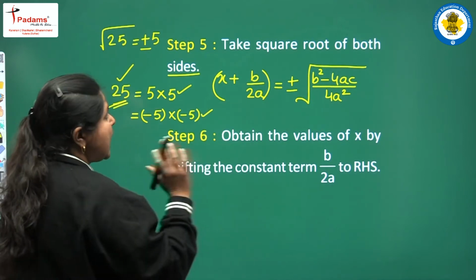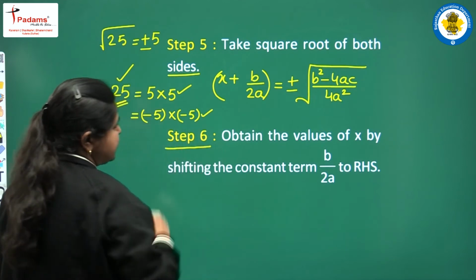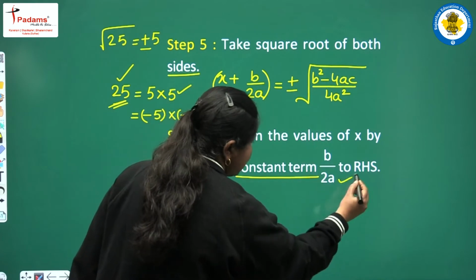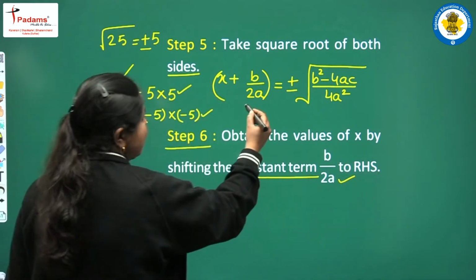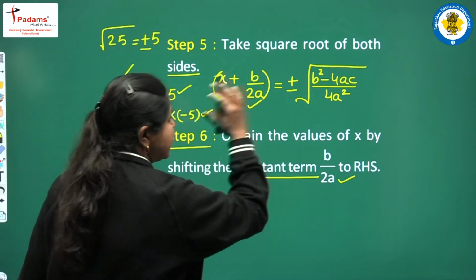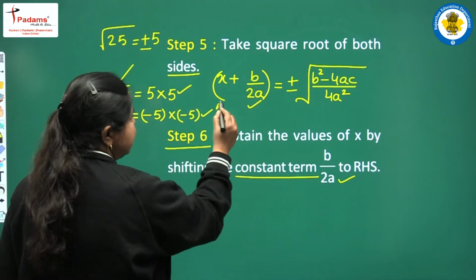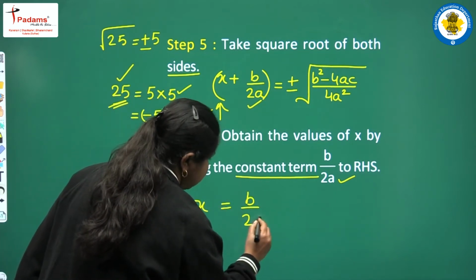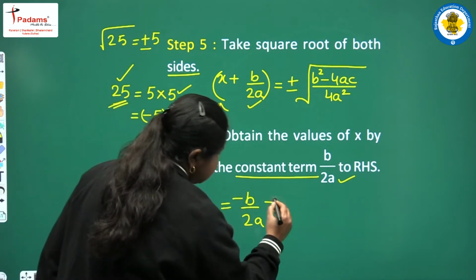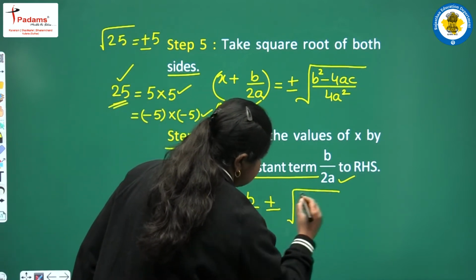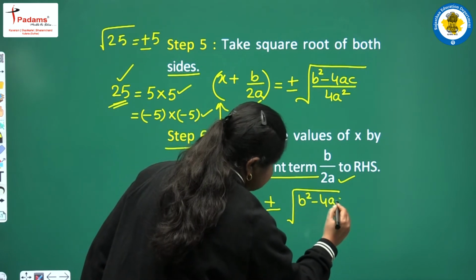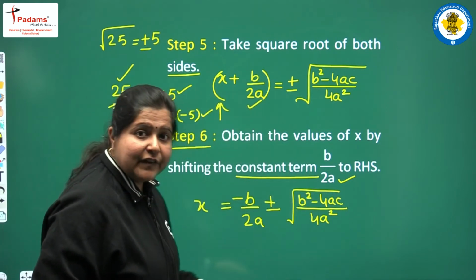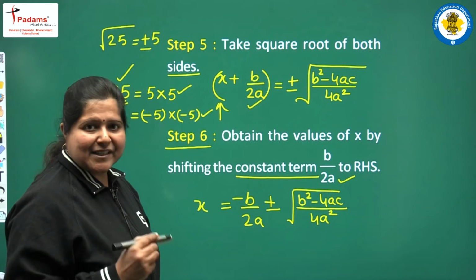Getting the point here? Now after this step we move towards step 6. Obtain the values of x by shifting the constant term b upon 2a to RHS. ये है constant term b upon 2a. इसको जब हम RHS में shift कर देंगे तो हमें x की values मिल जाएंगी. So we get the value of x by shifting this b upon 2a. It will now become minus b and here we have plus minus under root b square minus 4ac upon 4a square. Now with this expression we will be getting the values of x which will be satisfying the equation.